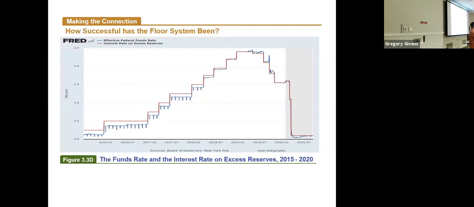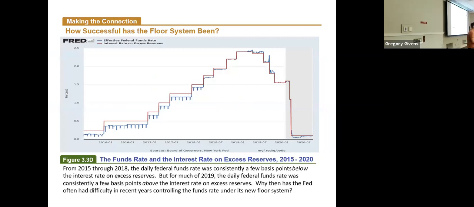Let me show you. This actually brings up the point you just raised, and it's going to foreshadow what we're going to talk about next week. Here is a graph that shows two interest rates. The red line is the interest rate on excess reserves, starting in 2015 and going all the way through 2020 August data. The blue line is the effective federal funds rate. Okay? Yes, you're not seeing things. What do you notice here?